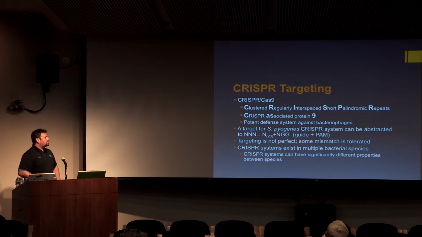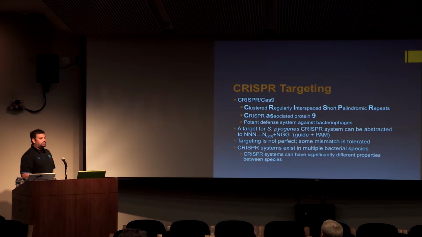So CRISPR targeting, in essence, how does it work? First off, CRISPR-Cas9 stands for clustered regularly interspersed short palindromic repeats, and Cas9 is CRISPR-associated protein 9. Neither one of these really describes exactly what it's for. What it really is, it's a bacterial adaptive immune system. The bacteria take on little bits of phage DNA and use them to target phage DNA for degradation in the future.